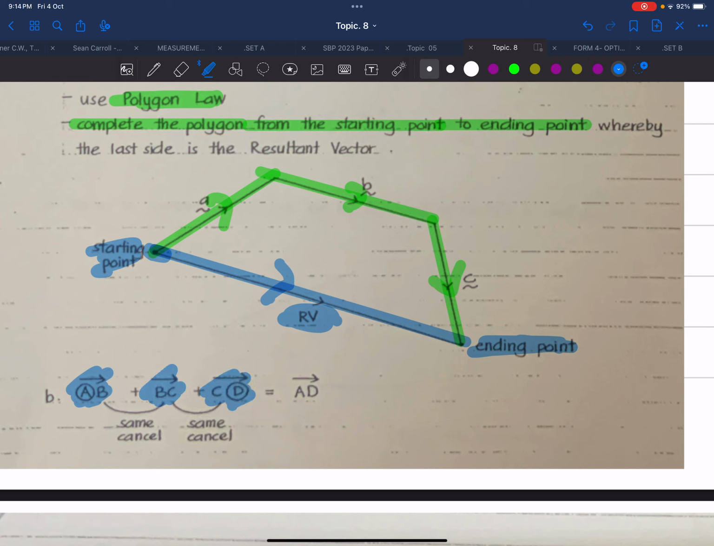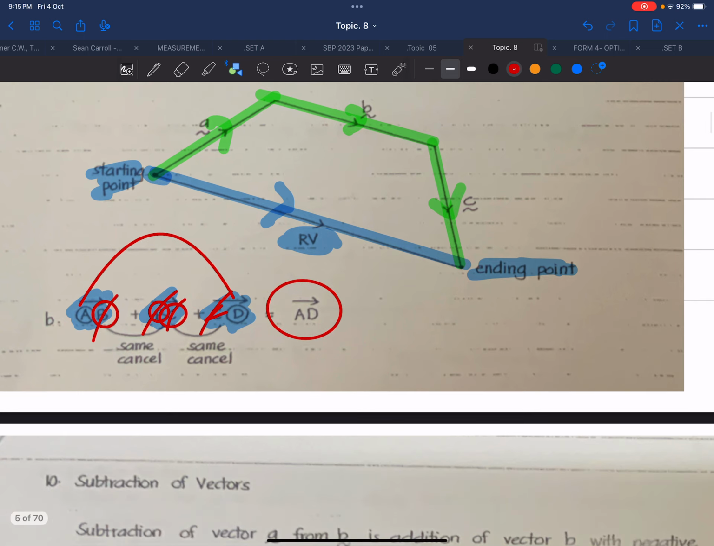And if you notice, this B, let me change the pen, red. Okay. This B and B can cancel. This C and C can cancel. So we are left with A and D. That's why we got this vector AD. So the similar alphabet can cancel.